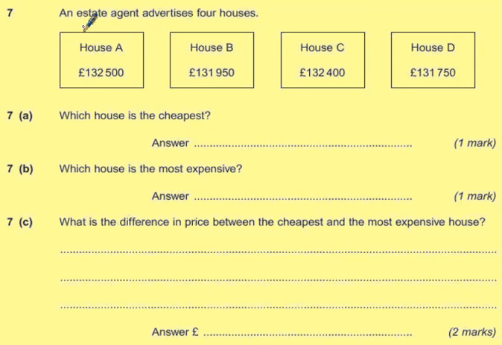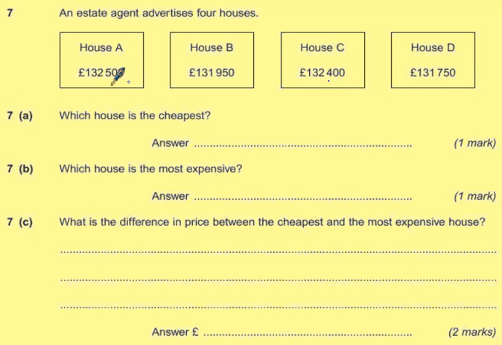Question number 7. An estate agent advertises 4 houses. House A, 132,500. House B, 131,950. House C, 132,400. And House D, 131,750. Which house is the cheapest?